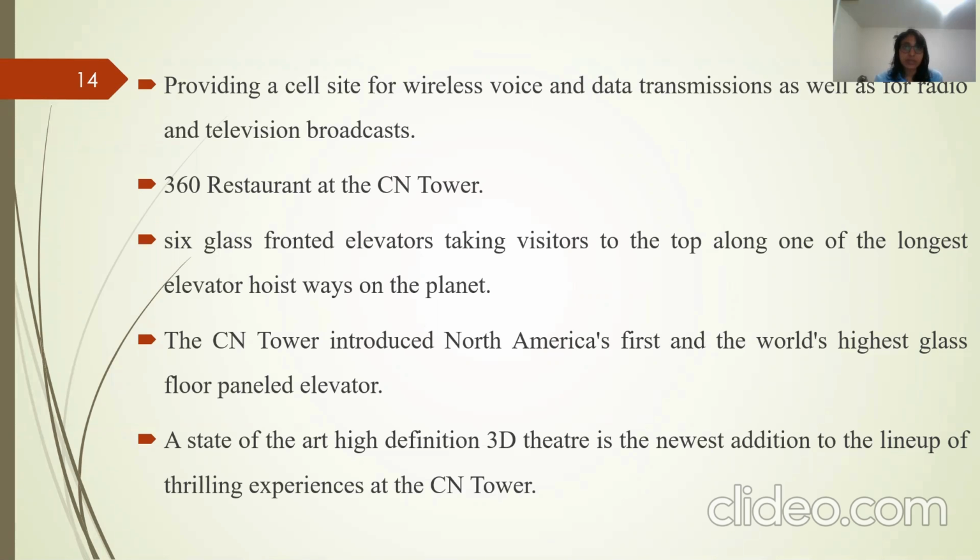360 restaurants at the CN Tower. Due to the increase of tourists, they developed 6 glass-fronted elevators, taking visitors to the top along one of the longest elevator hoistways on the planet. The CN Tower introduced North America's first and the world's highest glass floor panel elevator. A state-of-the-art high-definition 3D theater is the newest addition to the lineup of thrilling experiences at the CN Tower. Usually, the people who are visiting Toronto always visit the CN Tower, I think.